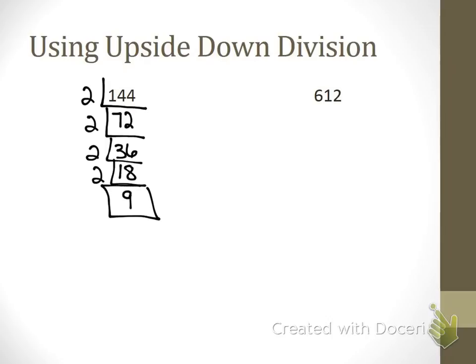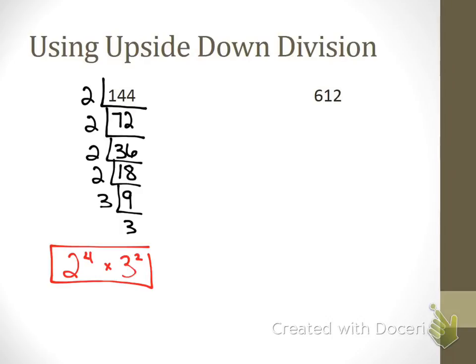Is 9 prime? No, I can still divide by another prime number. And when I have a prime number on the bottom, I know that I have completed my prime factorization. So 3 is prime, I know I'm done. But I need to now write my repeated prime factors as powers. 2 repeats itself how many times? 4 times. 2 to the 4th times 3 to the 2nd power. Done.